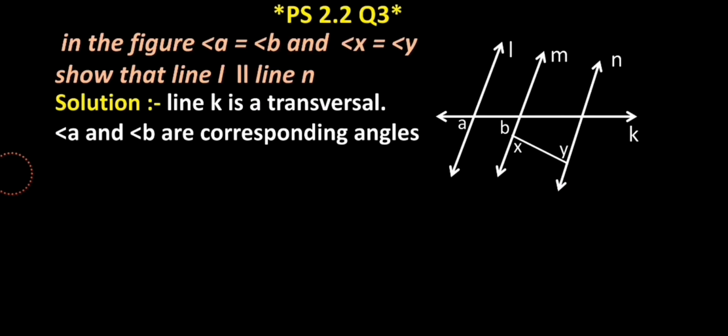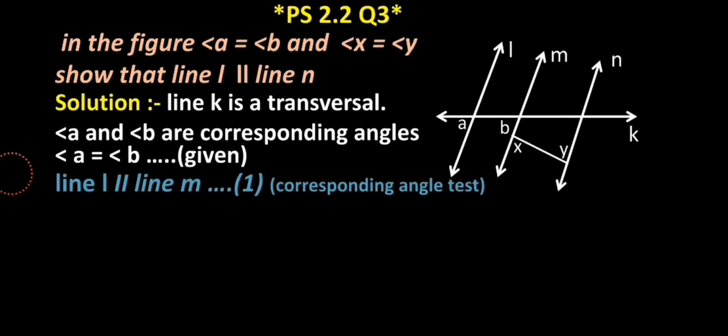So very first we must write the details. Line K is a transversal, and if we observe, angle A and angle B are corresponding angles. So of course if they are corresponding angles and given congruent, we can say lines L and M are parallel to each other. See, check out over here. Angle A and angle B are congruent, and that makes line L parallel to line M by utilizing the corresponding angle test.